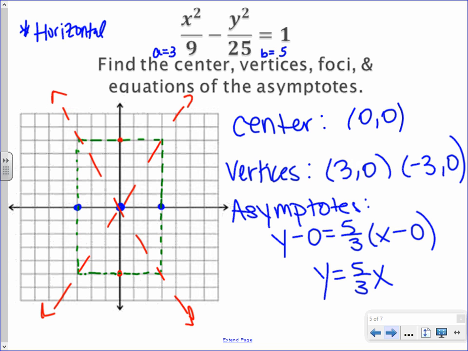What is the slope of this line right here? Negative 5/3. We go up 5 and left 3. That's going to happen every time, where both lines are going to have just opposite slopes. So instead of writing 2 different equations, you can just say plus or minus on your slope and write 2 equations in one.